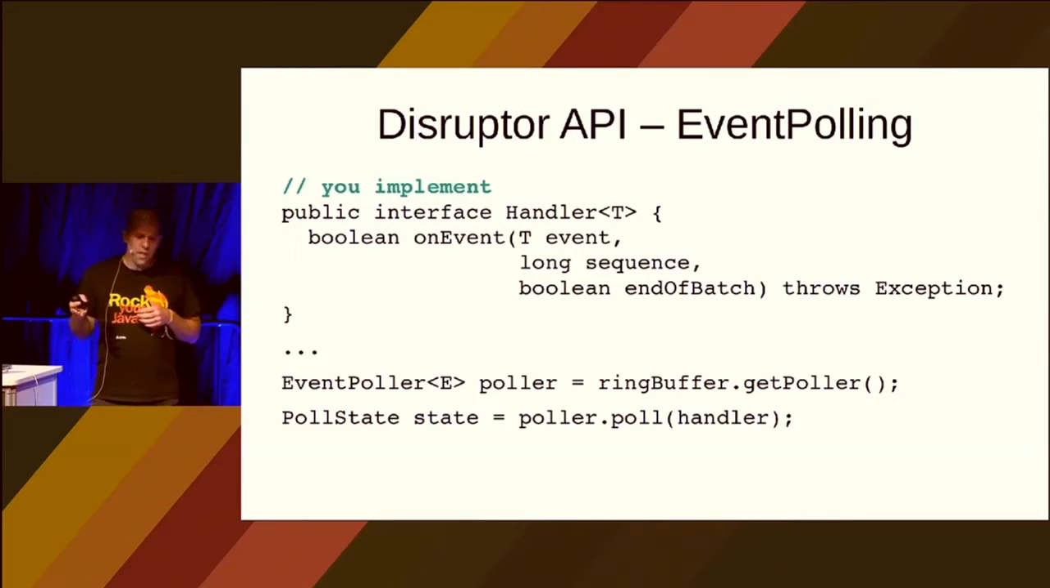There's a different API that's currently experimental for event polling. It looks a bit more like a queue than the disruptor currently does. And with it, you don't volunteer your threads up front. You can go to the disruptor and say, I'd like to handle some events now with my thread.